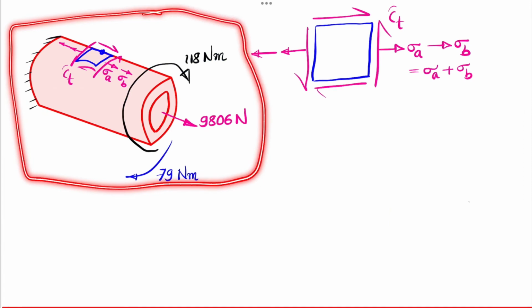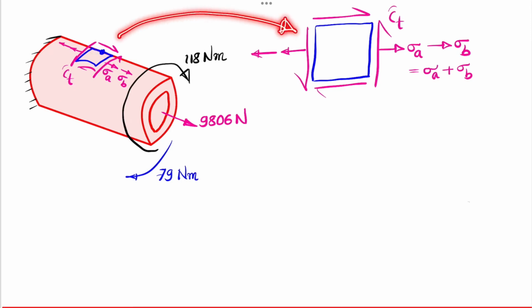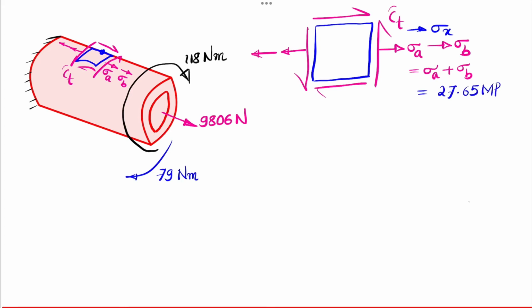So this is our member subjected to the combined loads, and here we have the critical element at the outer top surface, and this element I have redrawn in this space, where the normal stress is the sum of sigma axial and sigma bending, because both are tensile, which get added up, and that makes that point critical. So the net stress along the x direction, sigma x, will be sigma a plus sigma b, that is 12.81 plus 14.84, which gives 27.65 megapascal.